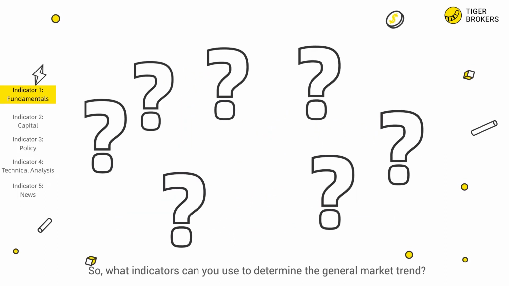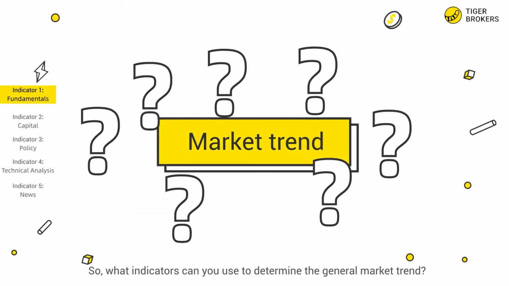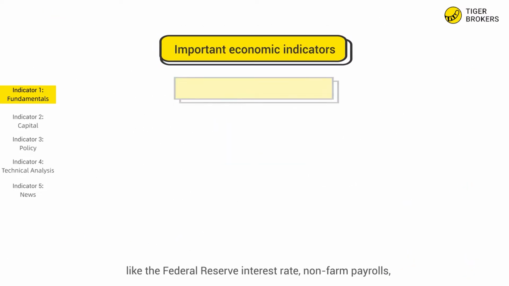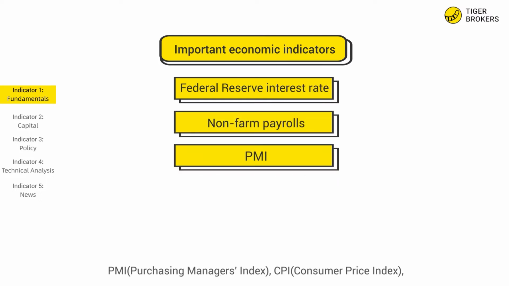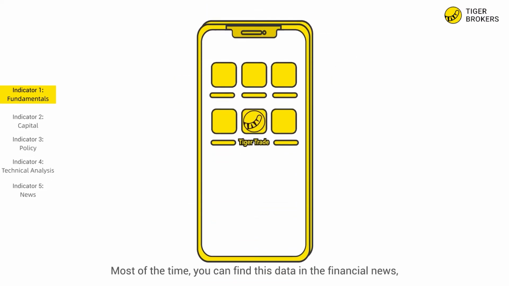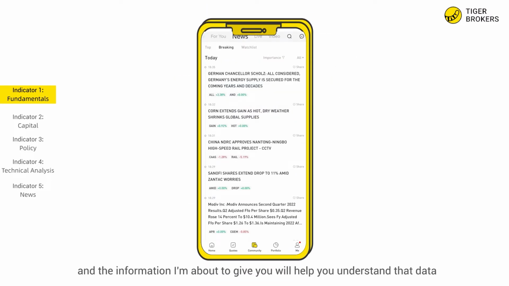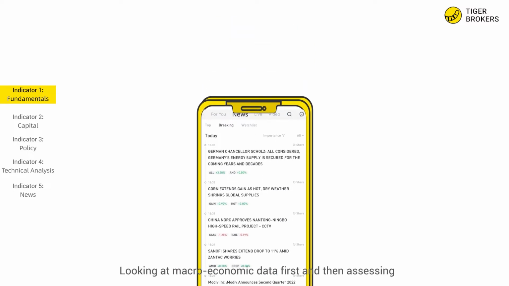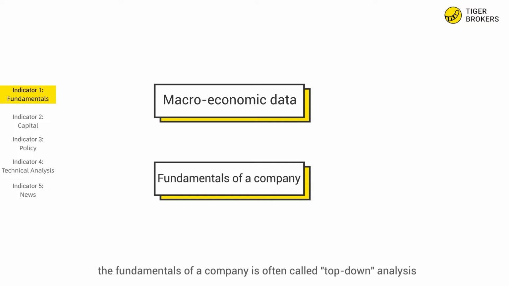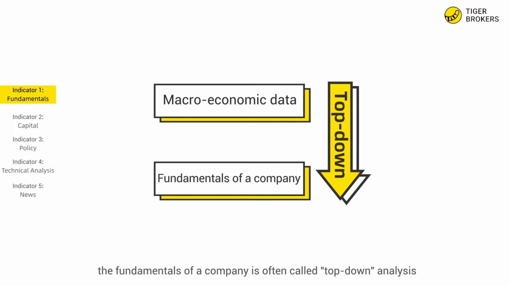So, what indicators can you use to determine the general market trend? For US stocks, important economic indicators are things like the Federal Reserve interest rate, non-farm payrolls, PMI, PCI, and PPI. Most of the time, you can find this data in the financial news, and the information I'm about to give you will help you understand that data. So, if you're interested, stick with me. Looking at macroeconomic data first, and then assessing the fundamentals of a company is often called top-down analysis.